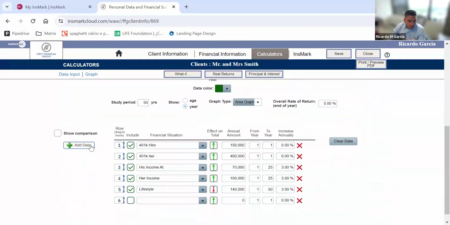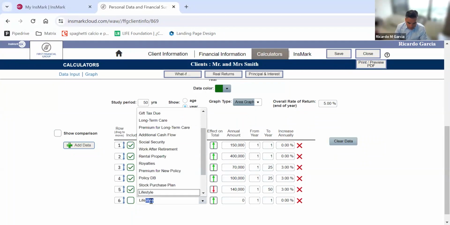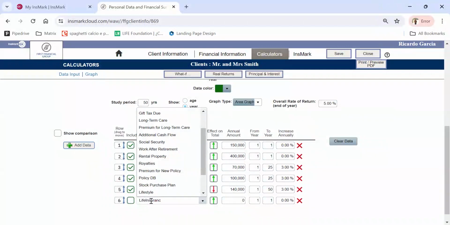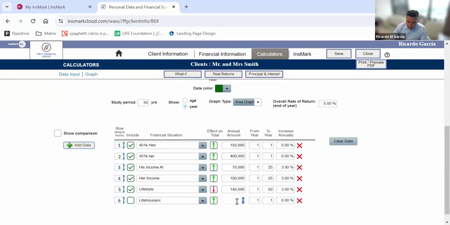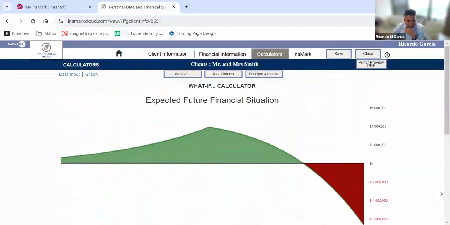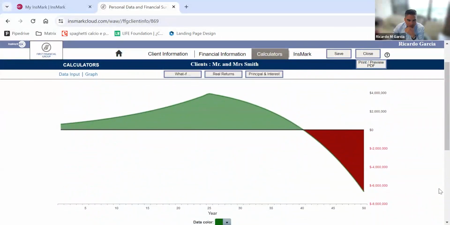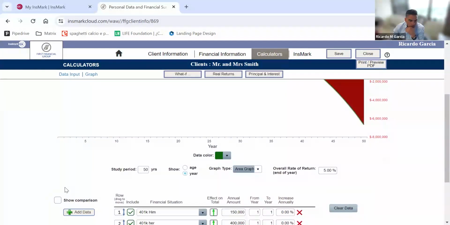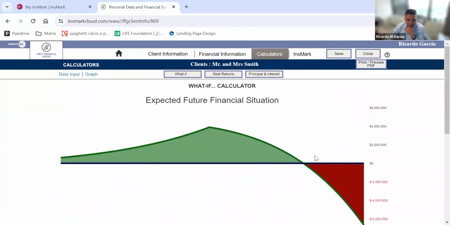So right now, Mr. and Mrs. Client, you each have life insurance, right? Of $500,000, like you each have $500,000. So what we're going to do now is test that this is the right amount of life insurance. So we'll show a comparison.